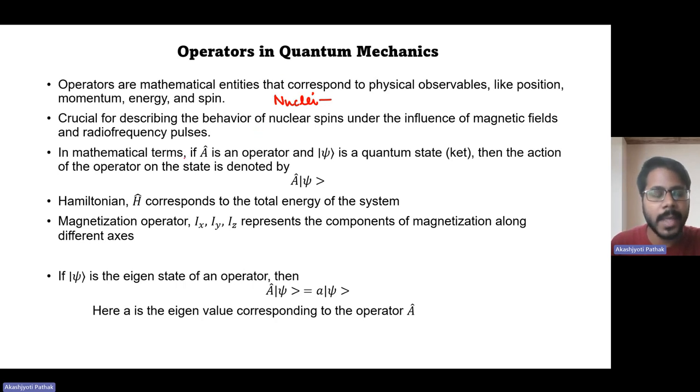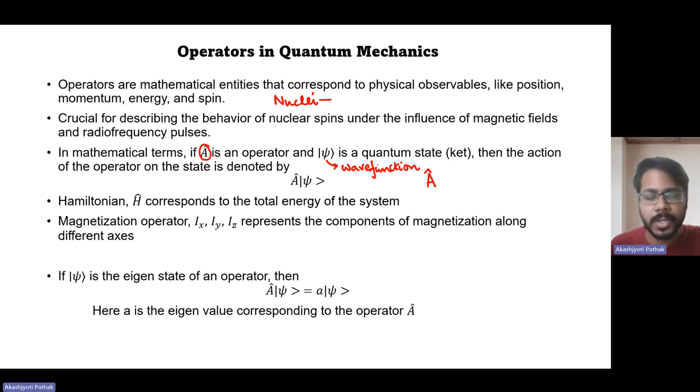So in mathematical terms, if A has a hat on top of it, so A hat, this is the symbol which is used to express and denote an operator. So any alphabet which has a hat on top of it is called an operator. And psi is a quantum state. So this is a wave function.